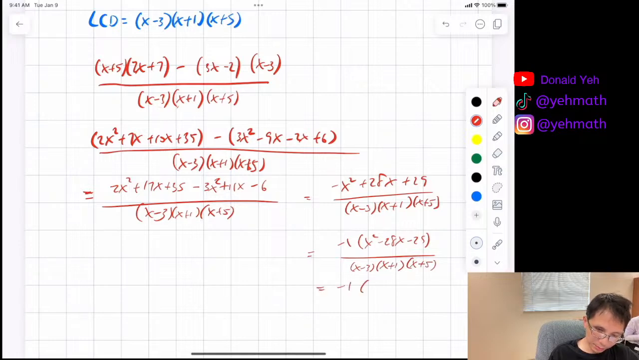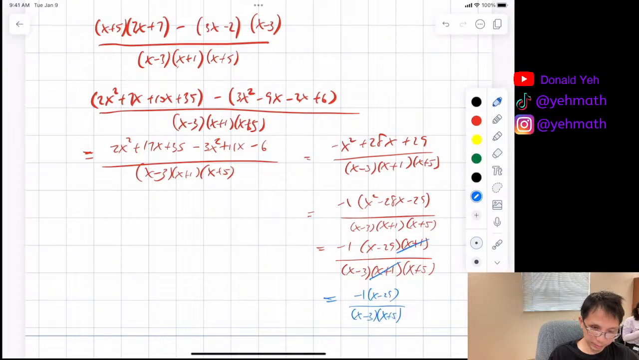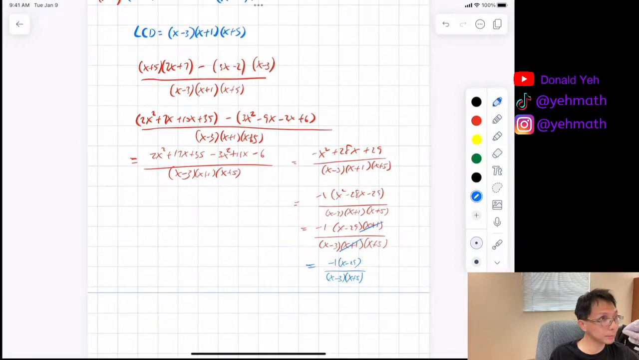So this one is going to be x minus 29, x plus 1. Oh yeah, I can simplify. Cool. So yeah, this is simplified here. Is that an answer? Yeah. Pretty hard question.